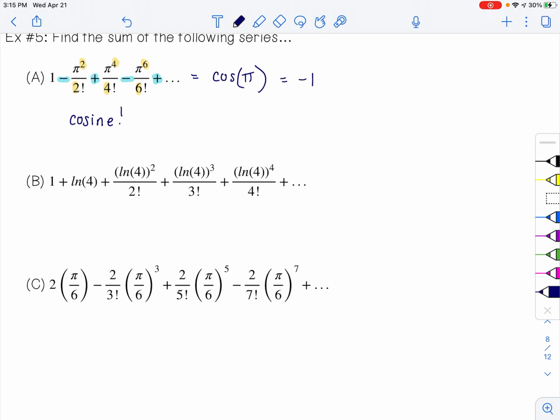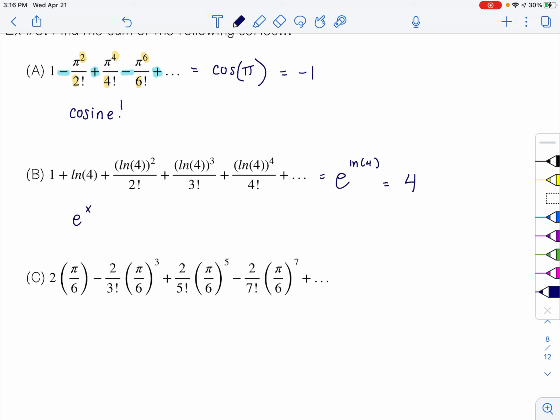Okay, let's try another one. We have 1 plus the natural log of 4 plus the natural log of 4 squared over 2 factorial, right, all the way out. So this is actually one that we wrote down before. This is the series for e to the x. So this is really saying e to the natural log of 4, and e and natural log cancel out, so the answer is 4. Right, so if you can recognize what the pattern is, and that's why we want you to know those basic ones, you can actually pull it back and find exactly what the function is equal to, because you can evaluate those functions.